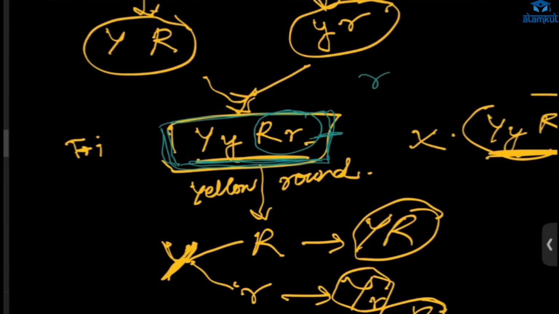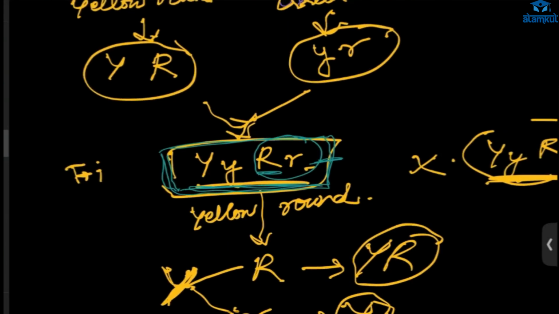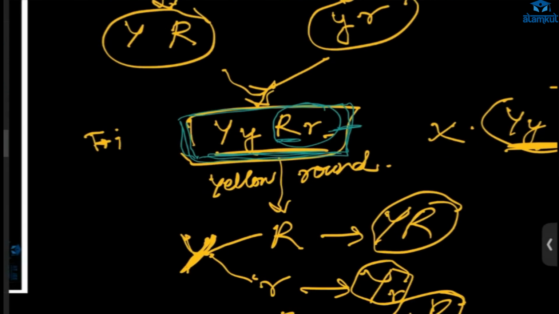Wrinkled, it can't be there. If it were like this, then you could say round wrinkled. But here we have capital R, so it will only be round. And there won't be any mixing of the round and yellow. Both traits will be expressed separately, independently of each other. Got it? Yes, ma'am. So this was the first generation F1.